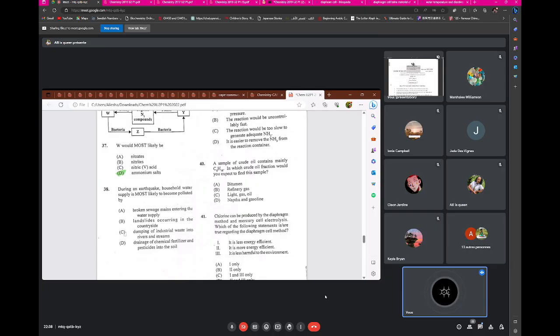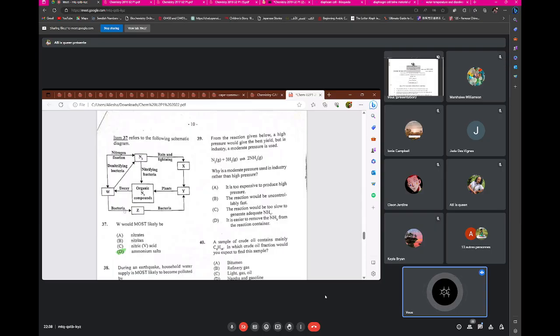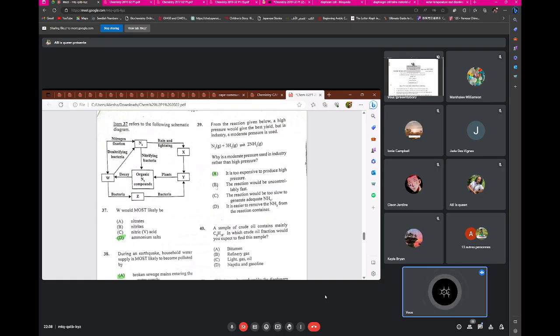During an earthquake, household water supply is most likely to become polluted by broken sewage mains entering the water supply. That is probably the best answer here. But let me read the rest of it. Landslides, nope. Dumping, nope. Drainage, nope. A is the best answer. Earthquakes, the rupture of the water lines. Alright. From the reaction, oh yeah, we saw this already.